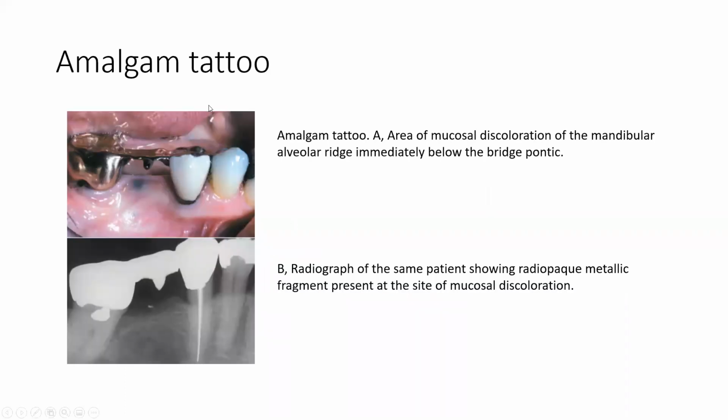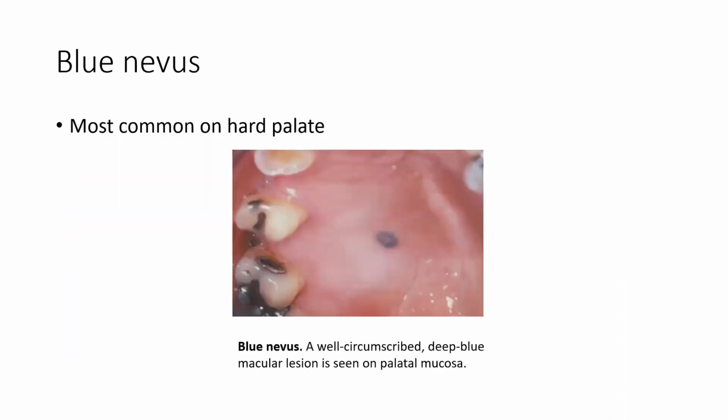Next, which we are all familiar with, is amalgam tattoo. Amalgam tattoo can come under blue-purple lesions. It can come under brown-black lesions. We'll be seeing this on other slides also. Sometimes when we take a radiograph, we can see a part of the metallic structure which can confirm our diagnosis of amalgam tattoo. The next one is blue nevus.